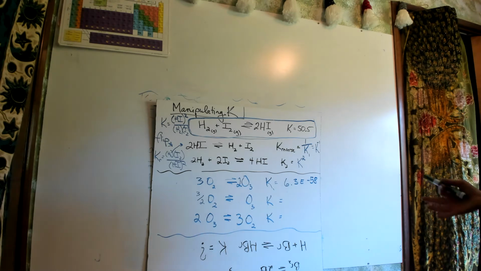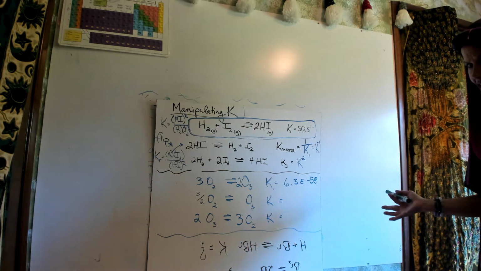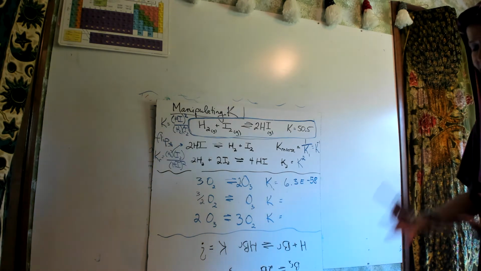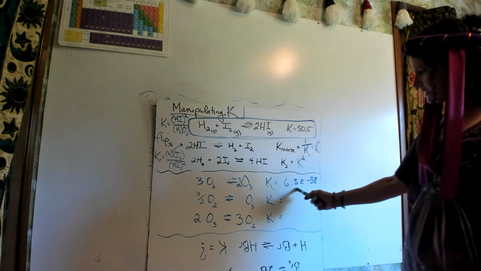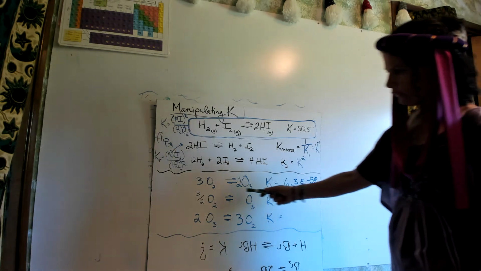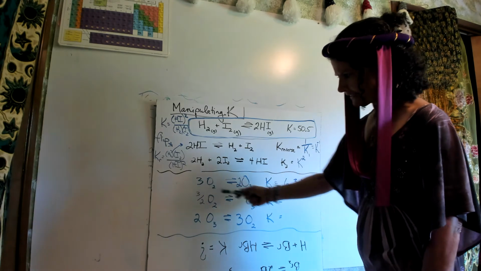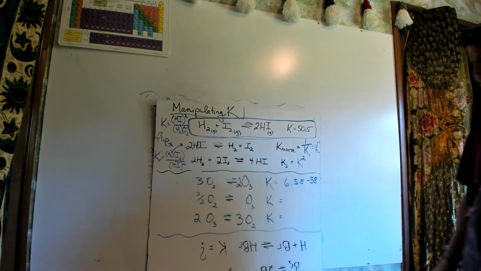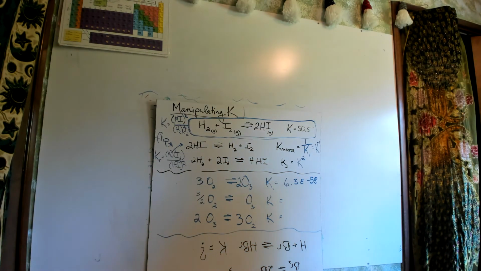K of 1 doesn't mean anything. I've never seen anything with a K of 1. It doesn't mean perfect balance. Everything has its balance point. This balance point is so much favoring the reactant. There's so much oxygen and hardly any ozone. There's like 1 molecule of ozone for every Avogadro's squared of oxygen. It's really hard to make ozone.